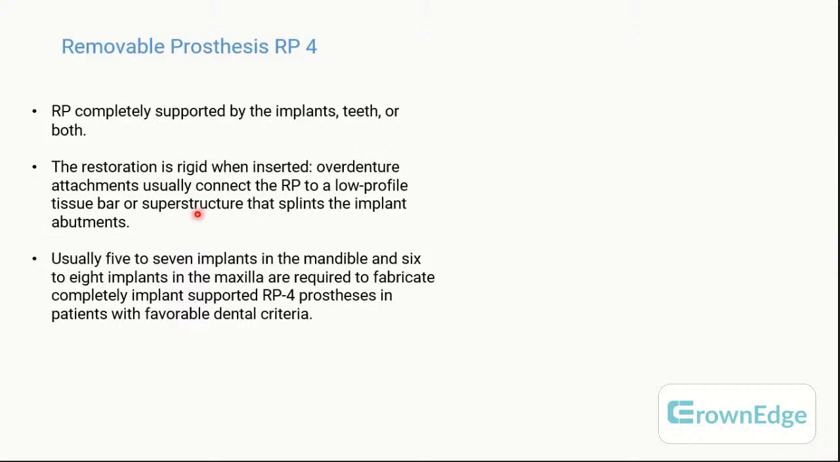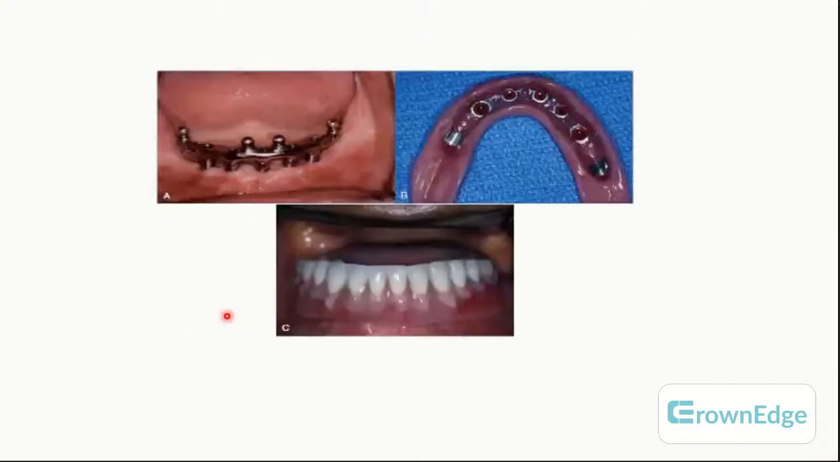What you have to understand is that RP4 is completely supported by a superstructure or a bar structure. It does not take any support from your soft tissues or your mucosa. It is entirely reliant on your implants and the bar which you give. So we give different numbers of implants, and even if you're giving 5 or 6 implants, don't take it for granted that we give a fixed prosthesis. Even with 5, 6 implants, you can give a removable prosthesis.